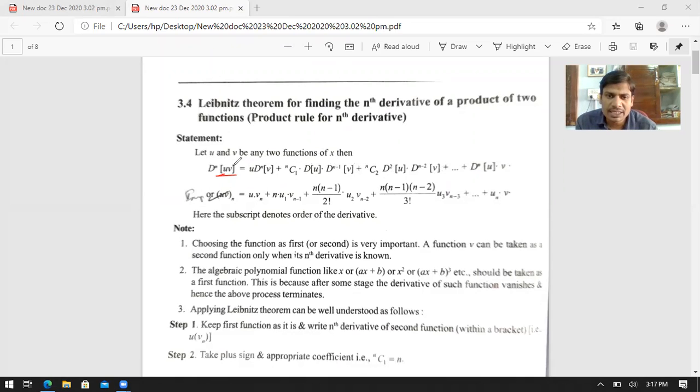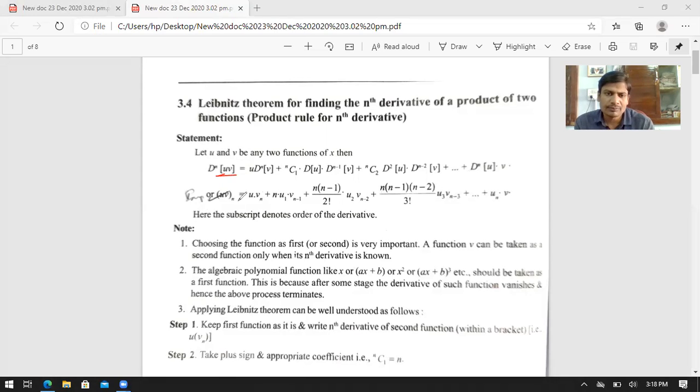Once again, see here: u as the first function as it is, then the differentiation of the second, plus nC1, whose value is n, then the differentiation of u. Next, the differentiation of u continues from the previous term. Here d^n of v is there, then d^(n-1) of v, then d^(n-2) of v, and so on. The coefficients are nC1, nC2, and so on up to nCn, with the differentiation of u.